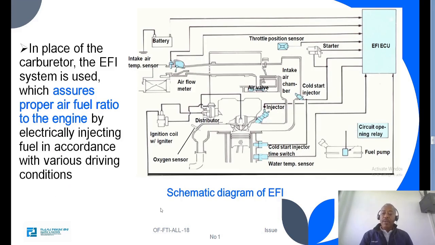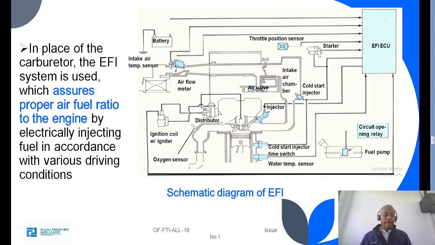In place of the carburetor, the EFI system is used, which assures proper air-fuel ratio to the engine by electrically injecting fuel in accordance with various driving conditions. The EFI system diagram is shown on this slide. So in this, the EFI type of electronic fuel injection system, let's see the main components.